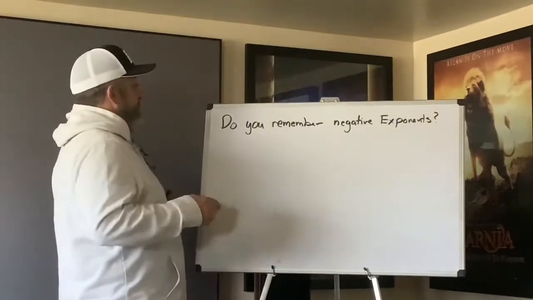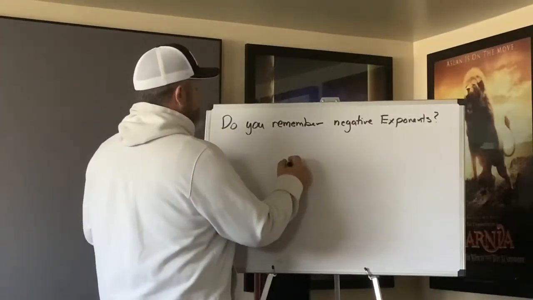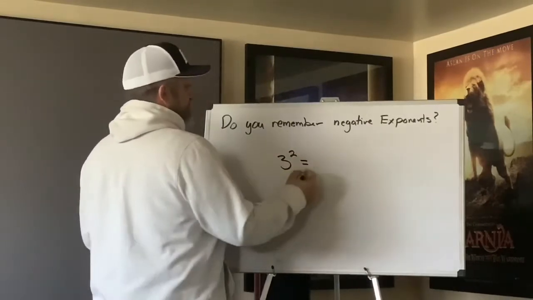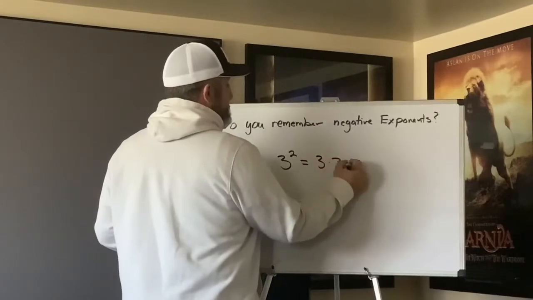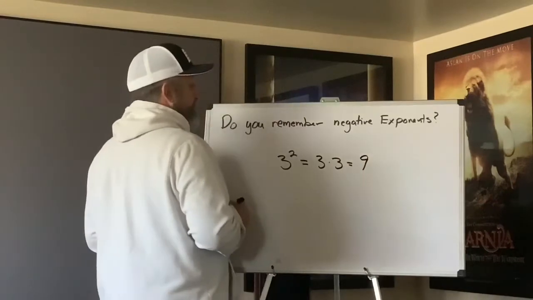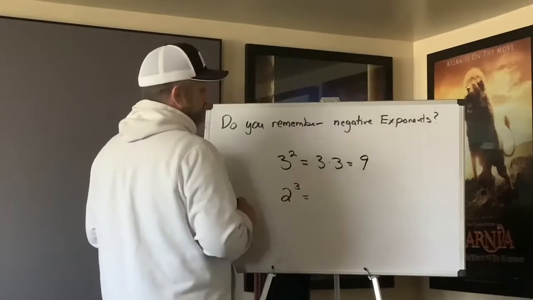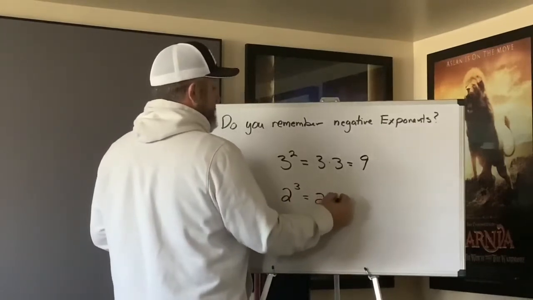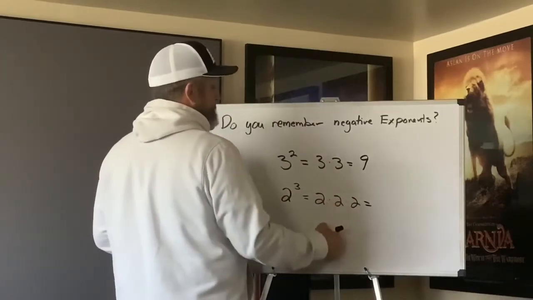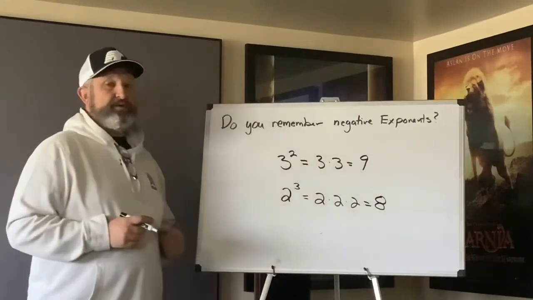Okay? Don't write this first one down. Let's just talk about a positive exponent. Remember that if we had something like 3 squared, that is the same as 3 times 3, right? Well, 3 times 3 is 9. If we had 2 cubed, that is the same as 2 times 2 times 2, right? Well, 2 times 2 is 4, times 2 is 8. So that's how we dealt with positive exponents.